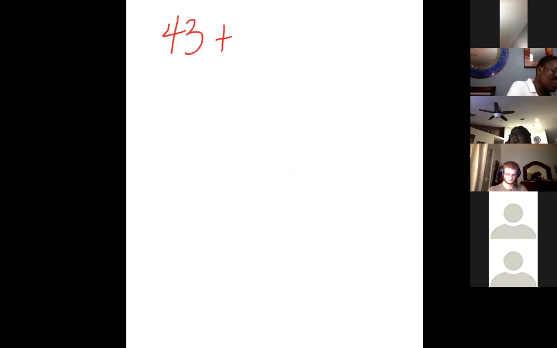I'm not going to do it in base 2. I'm going to do it in a different base. So guys, here we go. Here comes the next one. This time we're going to do 43 to base 3.